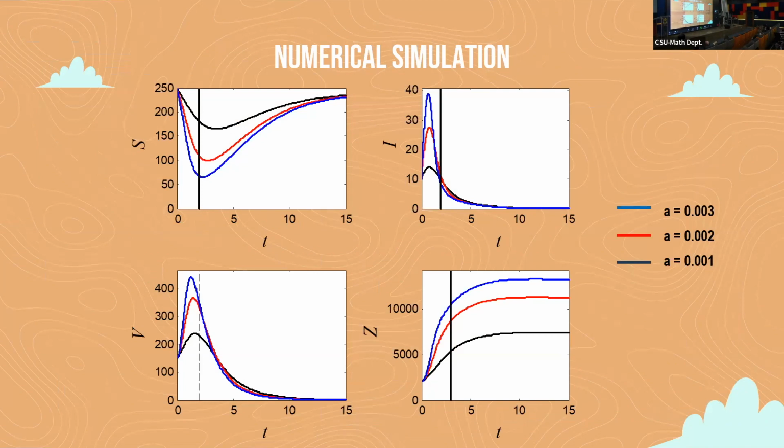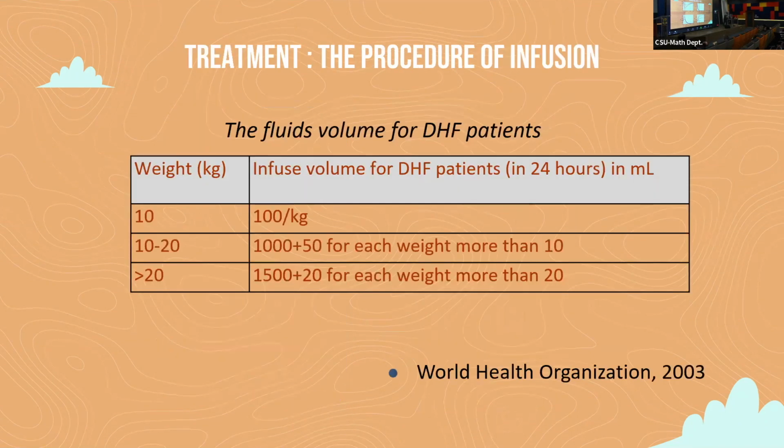This is the result of our compartment model. It looks very trivial. A is the contact rate between susceptible cells and free virus, so the higher the value of A, the higher the production of infected cells and free virus. That's kind of trivial, but we developed this model toward the procedure of infusion.